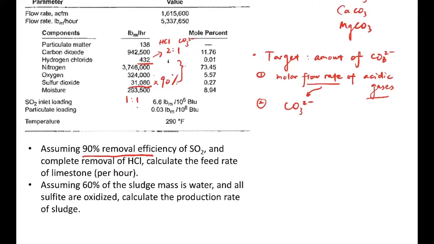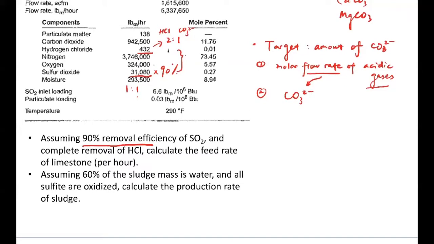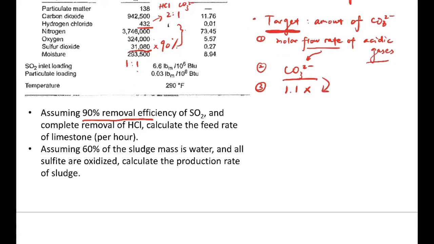And then once we have that, we further assume that there should be extra limestone, right? So we assume it's going to be 10% more, so basically 1.1 multiplied by this amount. So this is going to be our target, right? That's the carbonate ions required from this reaction. We also need to look at the reality.